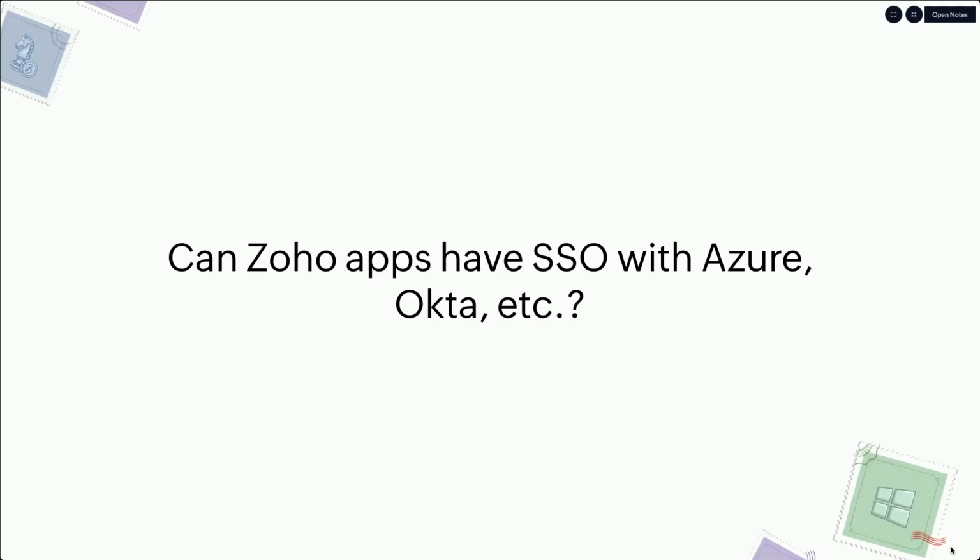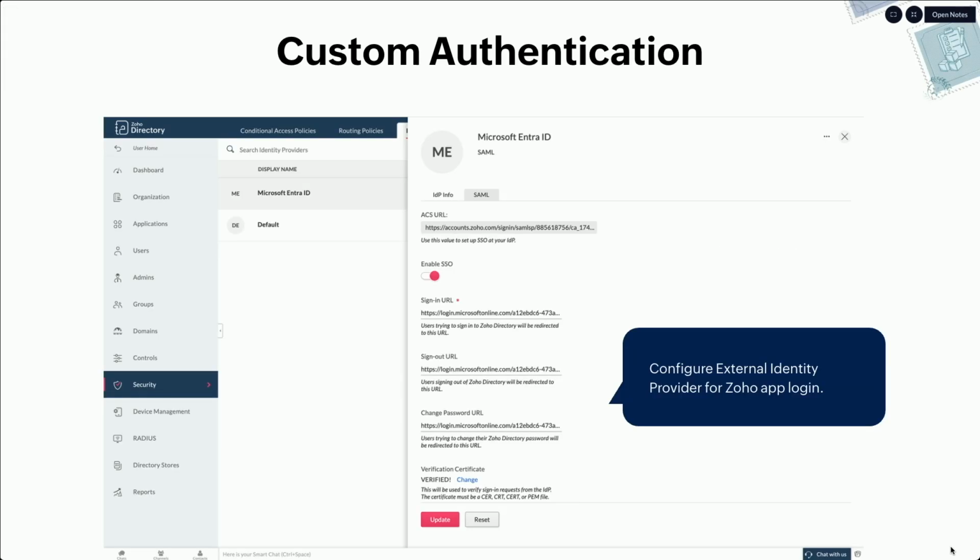Can Zoho applications have single sign-on with anything other than Zoho itself? Yes. Zoho has out of the box integration for other identity providers like Microsoft, Google, Okta. So you can use one of these, or even we provide custom option. So in case if you have your custom IDP, you can also integrate directly with one of these IDPs.